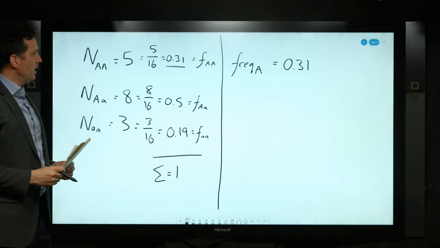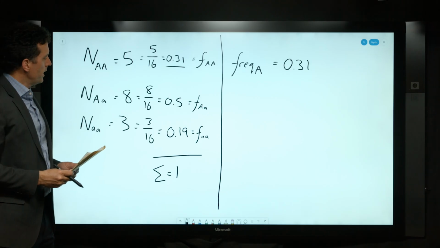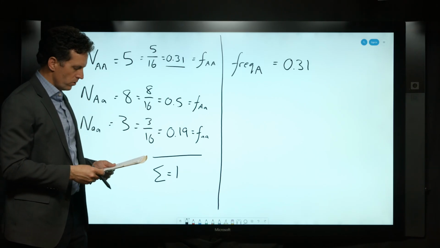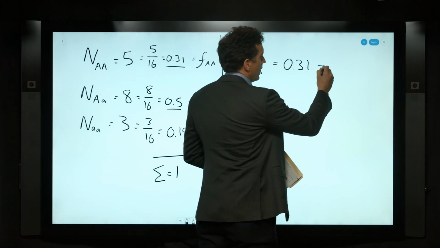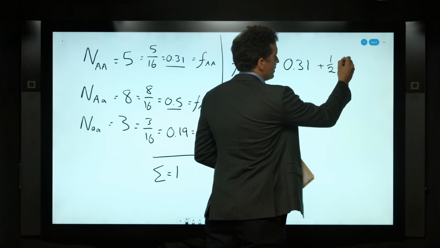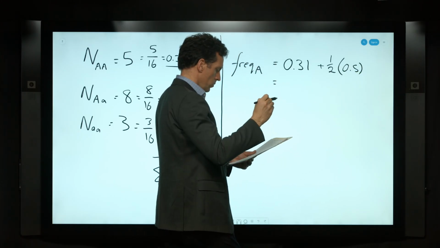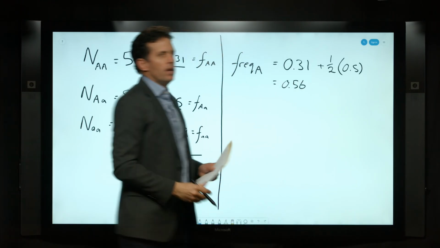But the big A allele also occurs in these individuals, in the heterozygotes, but it's present at half the frequency. And so in that case, it's 0.5, but we only want half of that. So it's a half times 0.5, and this is equal to 0.56 if you do the math.